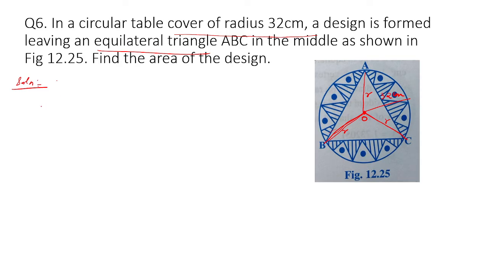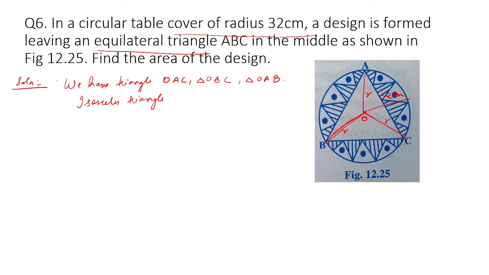So we have triangle OAC, triangle OBC, and triangle OAB. These are the 3 triangles that we have, and if you pay attention to it, this is an isosceles triangle. Why? Because 2 sides of the triangle are the same.